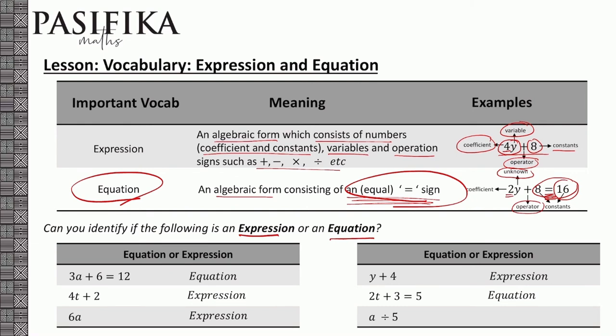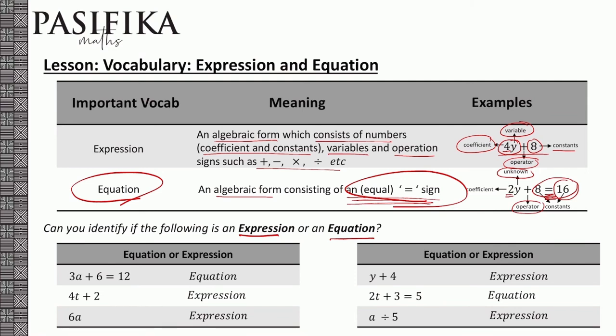Now, once again, remember, you can always go back to the definition. In this case, we know it's got an operation, which is division. We know it's got a variable, and we know it's got a constant. So therefore, it is an expression. Well done.